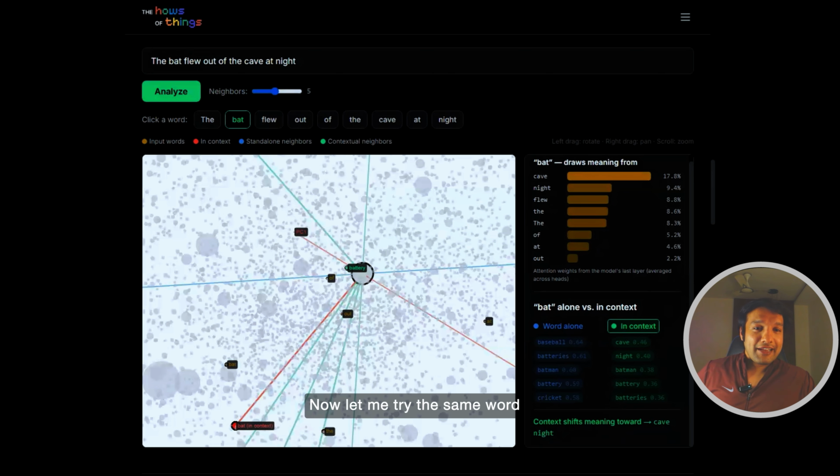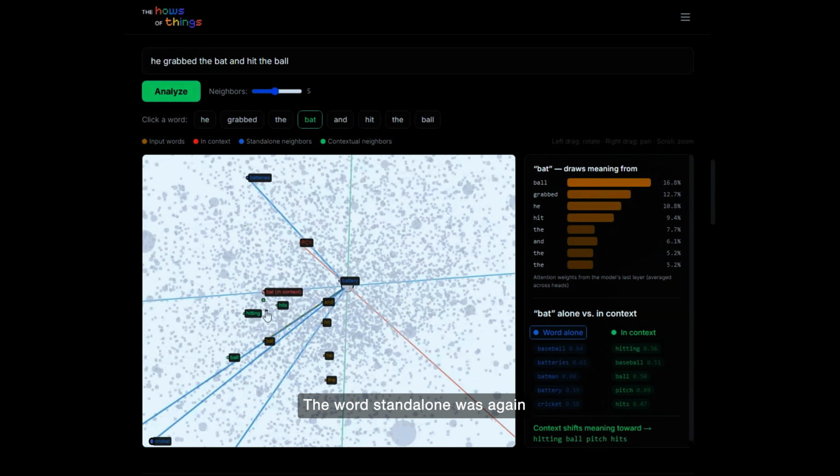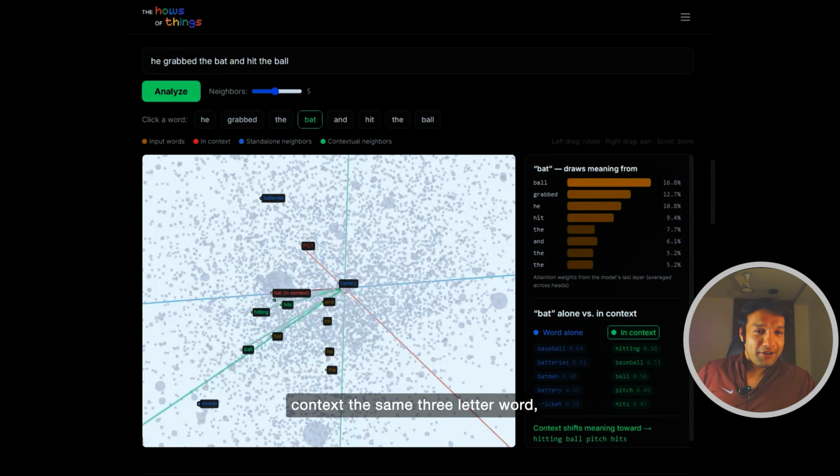Now, let me try the same word in a completely different sentence. Well, here, ball influenced the most, grabbed influenced the most. The word standalone was again the same thing, baseball, batteries, bat, but in context, it moved towards hitting, baseball, ball, more object context. The same three-letter word, but the surrounding words pulled it in the opposite direction. This is how an LLM resolves ambiguity.